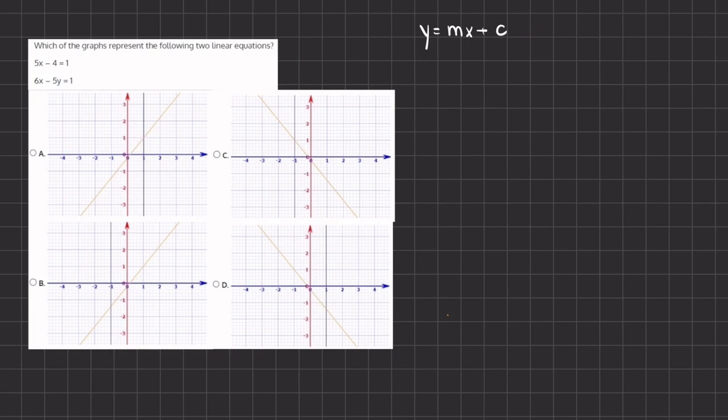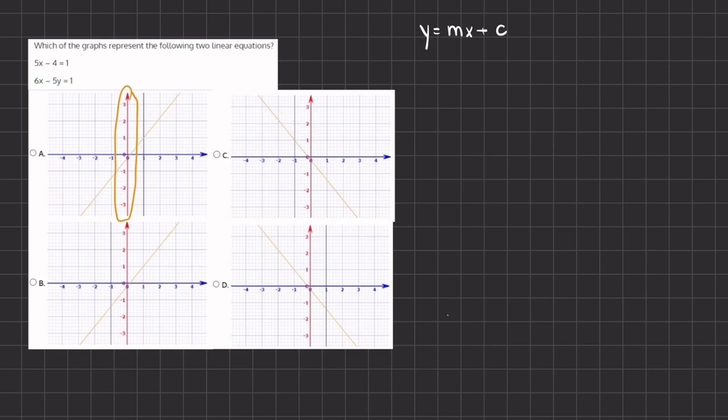Now the easiest way to find your linear function on a graph is to find the y-intercept, which is where the function crosses the y-axis, and to find your slope, which allows you to see if the function is increasing from left to right or decreasing from left to right.